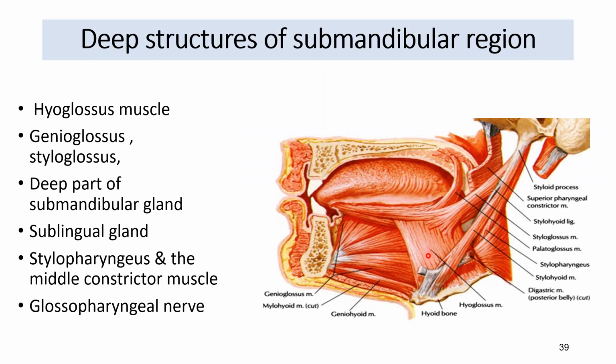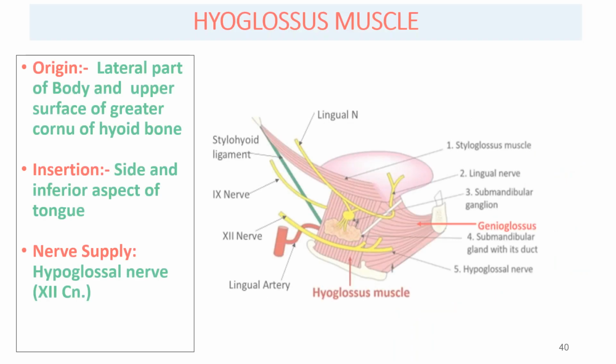Now we come to the deeper structures of the submandibular region. The superficial ones were the mylohyoid muscles. And the deeper ones are the hyoglossus muscle, the genioglossus muscle, the deeper part of the submandibular gland, which should be somewhere here, and the glossopharyngeal nerve. These are all the deeper structures in the submandibular region.